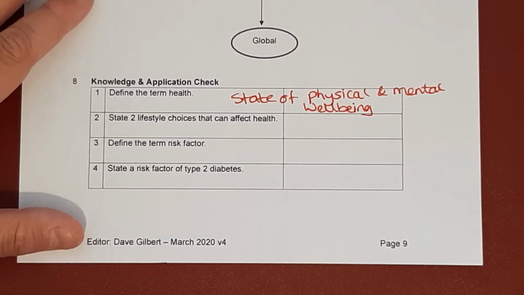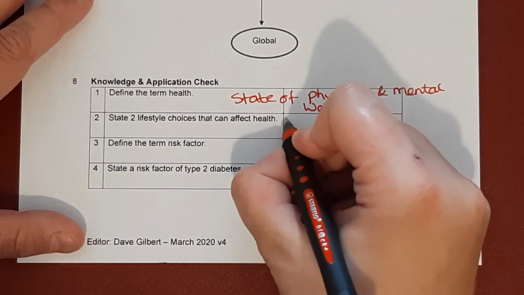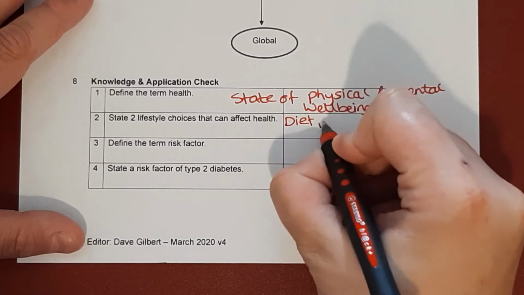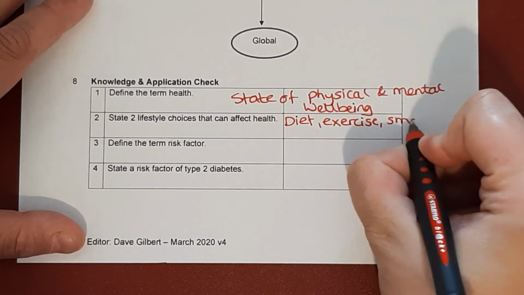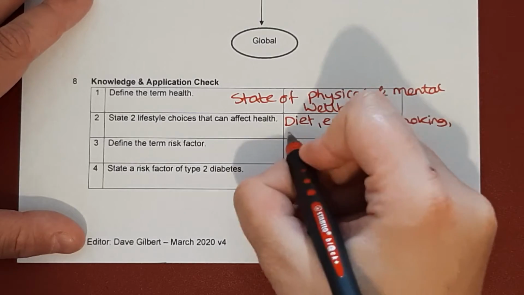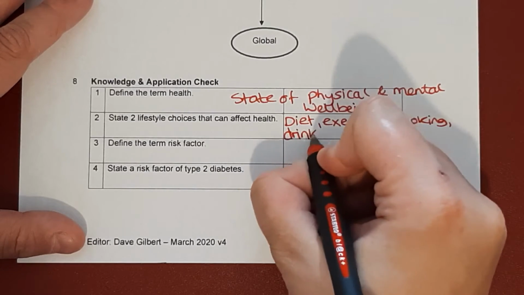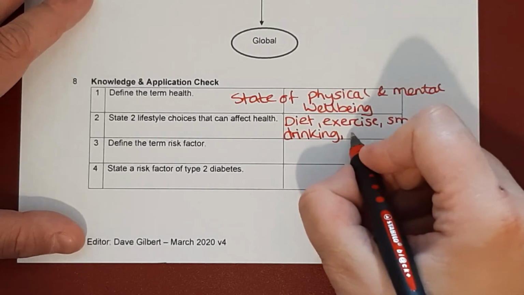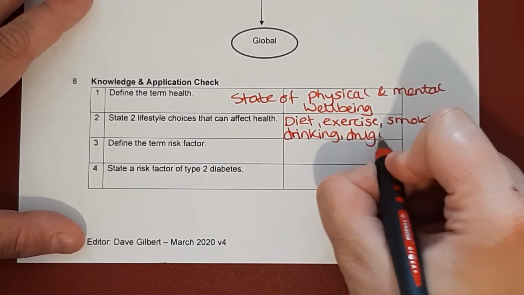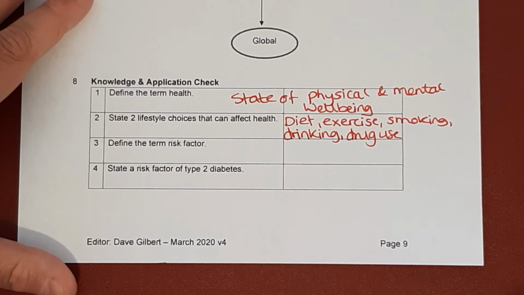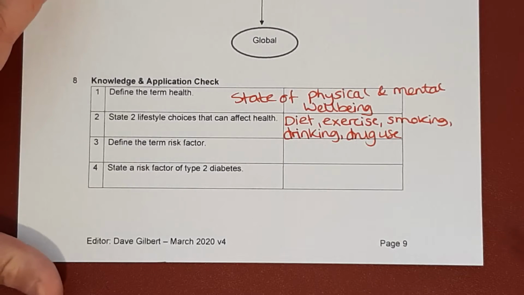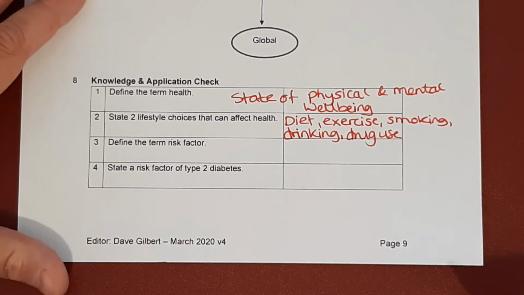State 2 lifestyle choices that can affect health. Well, there's a lot of these. Diet, exercise, smoking, drinking alcohol, I put drinking but I mean alcohol, drugs, amongst others. If there's anything else you think, you can check with a parent or an adult at home, or send me an email if you're not sure.